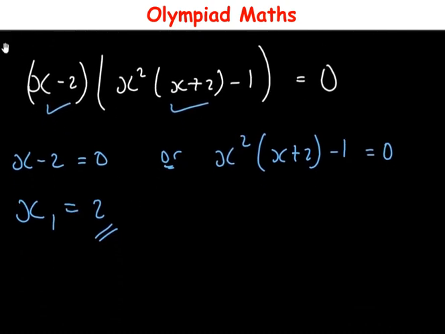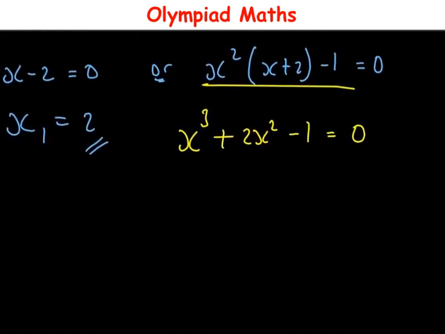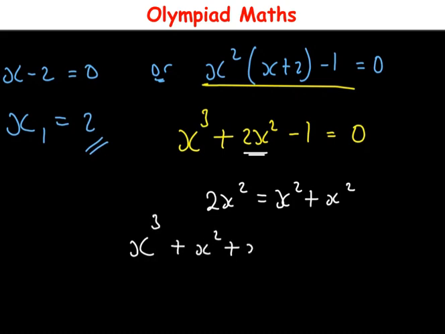Now, let us solve this other equation, this one right here. First of all, multiply and open the bracket. x squared times x is x raised to the power 3. x squared times plus 2 is plus 2x squared. Then we have minus 1 is equal to 0. At this junction, we can write 2x squared as x squared plus x squared, and this becomes x raised to the power 3 plus x squared plus x squared, then minus 1 can be written as 1 squared, equals 0.